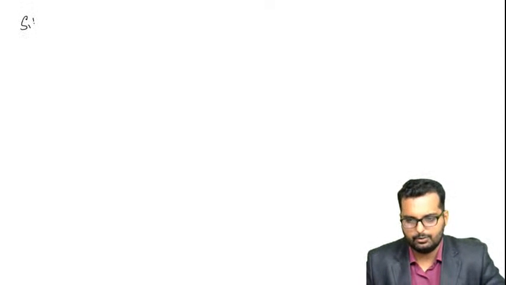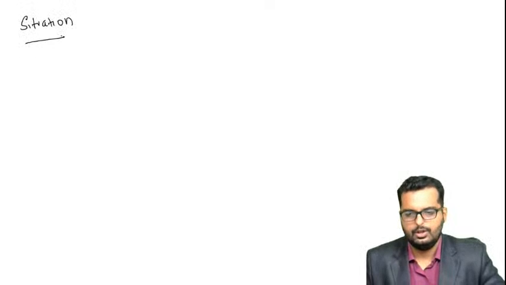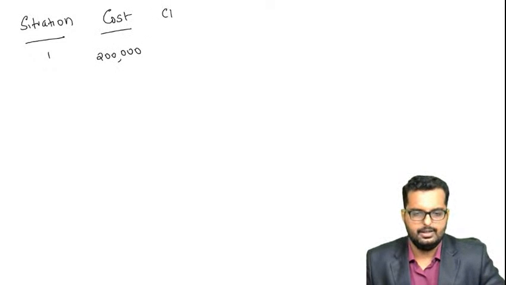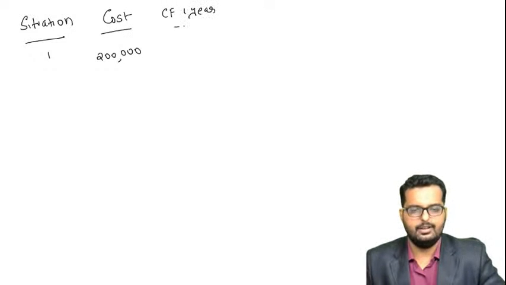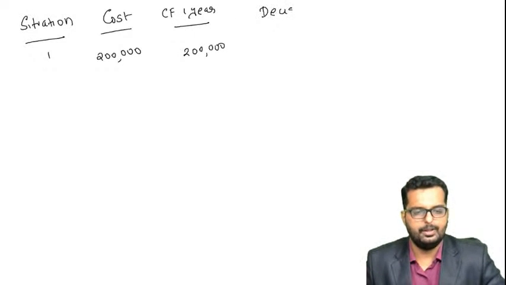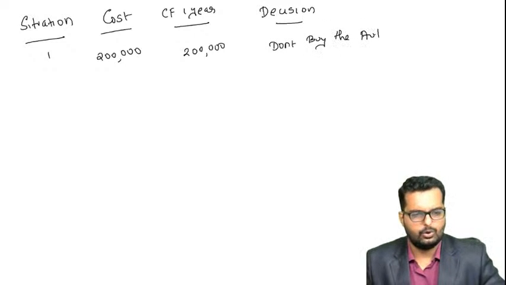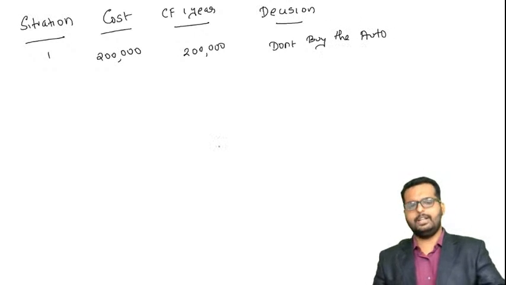I'll just draw a table. Situation number 1. The cost of the auto is turning out to be how much? 2 lakhs. Cash flow at the end of 1 year is turning out to be how much? 2 lakhs. So what is the decision that you told me right now? Decision is don't buy the auto.